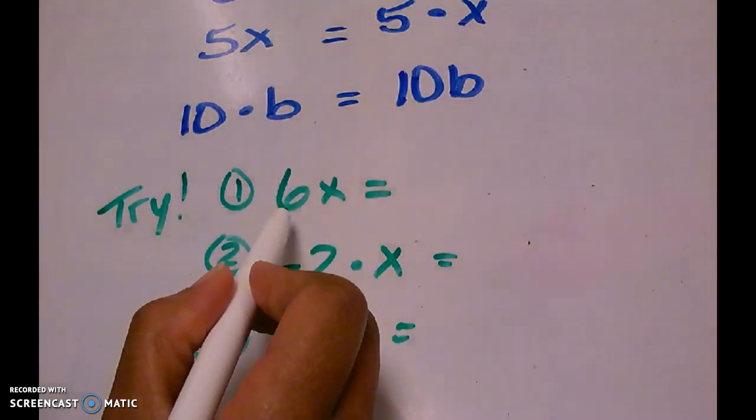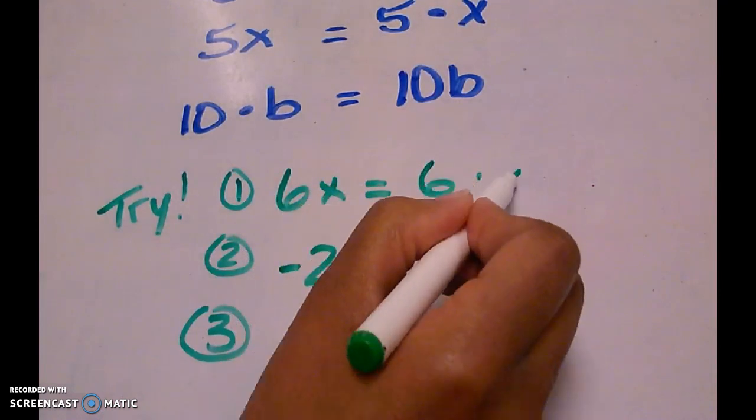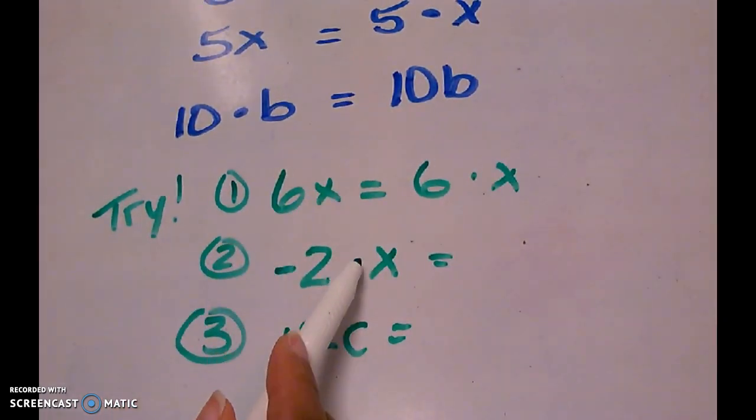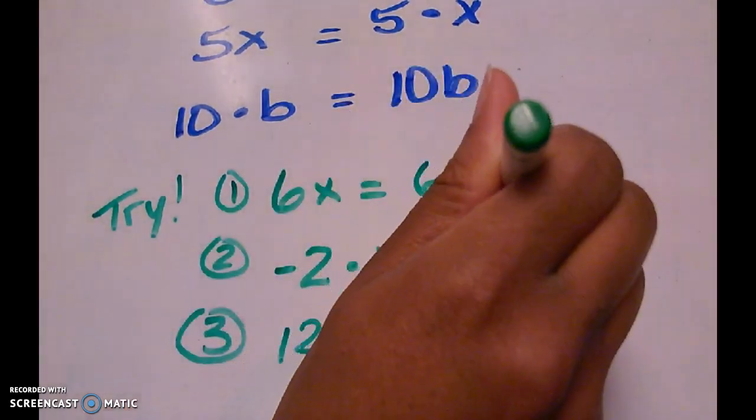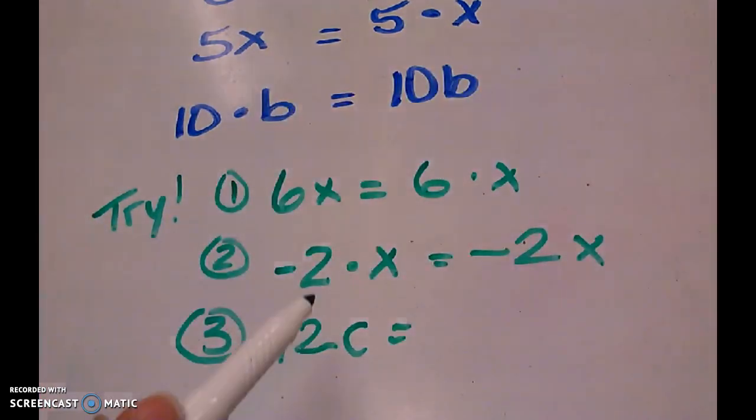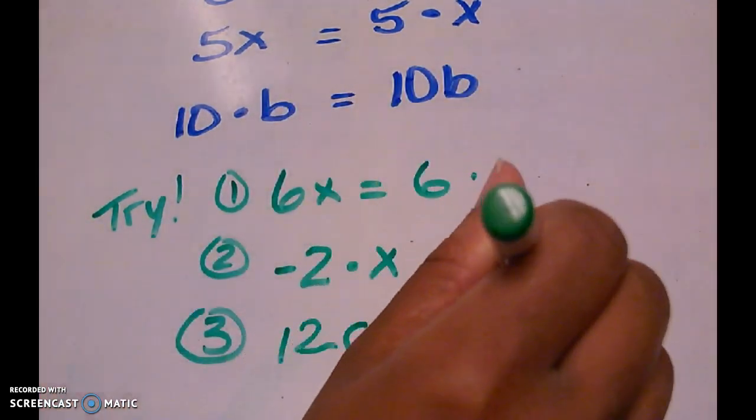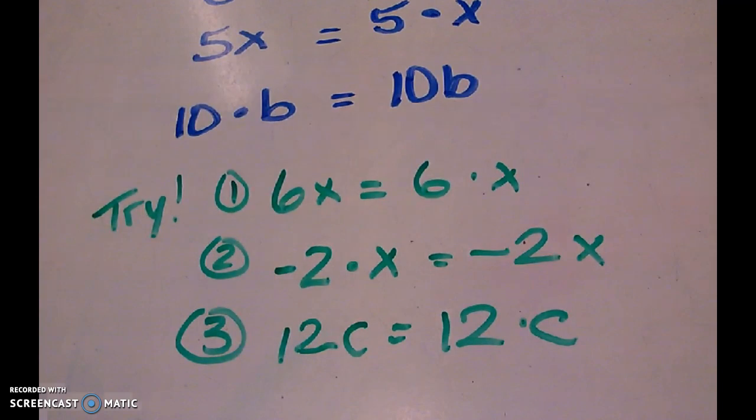You should have written that 6x is the same thing as 6 times x. Negative 2 times x is the same thing as negative 2x. And 12c is the same thing as 12 times c. Alright, this is the first concept. Let's address the next concept now.